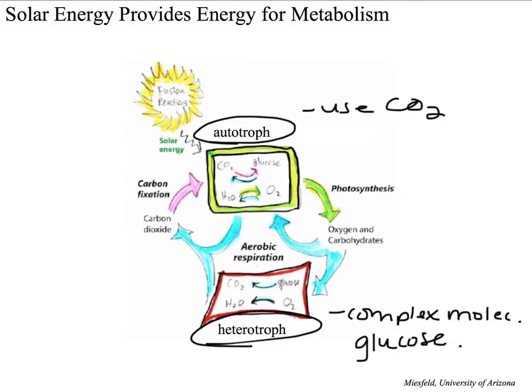use atmospheric carbon dioxide to build their organic building blocks, and some of them generate oxygen in the process. Heterotrophs, in turn, use organic products that the autotrophs produce. So we use glucose, okay, and we return carbon dioxide to the atmosphere. Some of the oxidation reactions that produce carbon dioxide also consume oxygen, converting it to water.